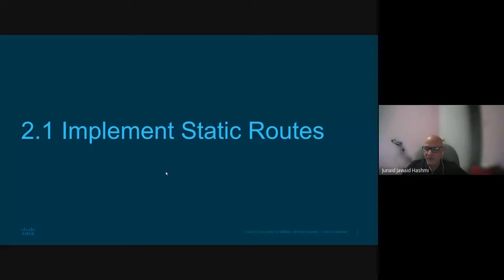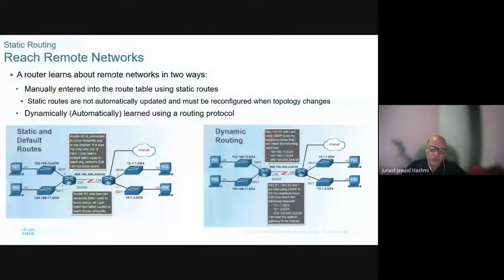Okay, so implementing static route. Routers are the devices that connect multiple networks. Okay, and those networks are either directly connected to the router or they're connected to another router. So there are directly connected routes and there are remote routes.